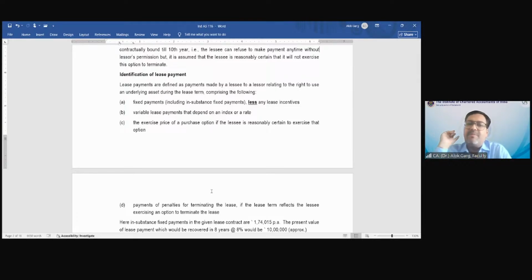So now what are the lease payments? Let's discuss lease payment. What is the formula of lease payment? Fixed lease payment plus variable lease payment. Which variable lease payment? Fixed lease payment plus in-substance fixed payment minus lease incentive, plus variable lease payment depending on an index or a rate, plus exercise price of a purchase option, plus termination penalty, plus residual value guarantee.